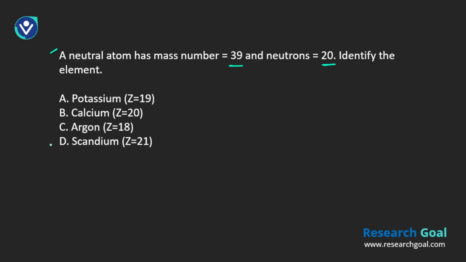All right, I'm going to give you the answer. The answer in this case is A, potassium, atomic number 19. To answer this one, we need to identify the value of Z. Z is equal to A minus N: the number of neutrons is subtracted from the mass number. So 39 minus 20 is equal to 19. That is how you can immediately say 19 is K, which is potassium.